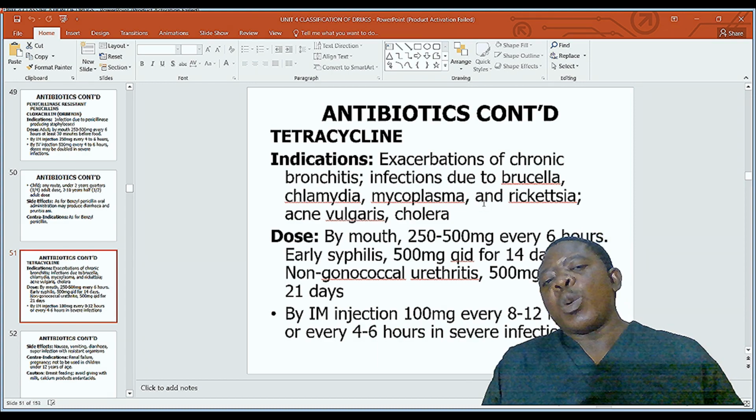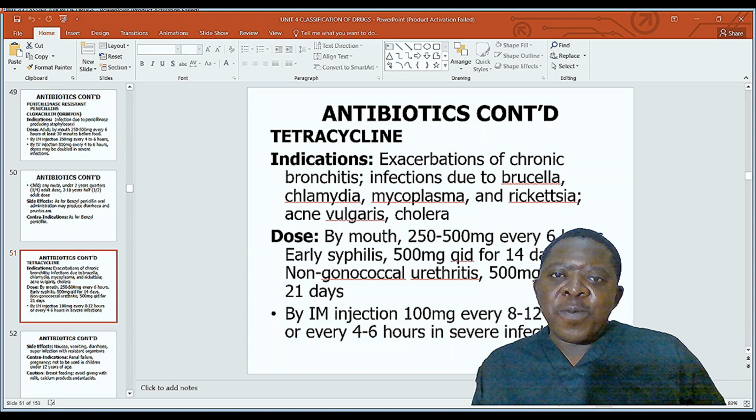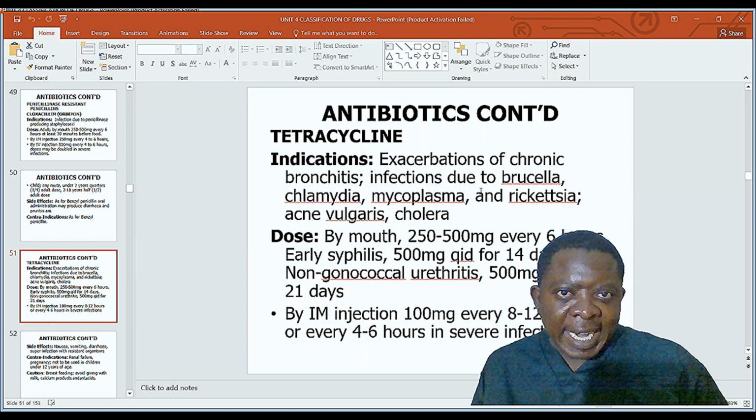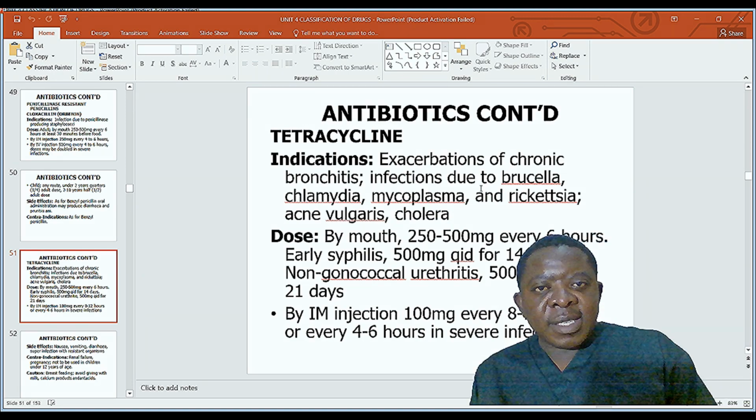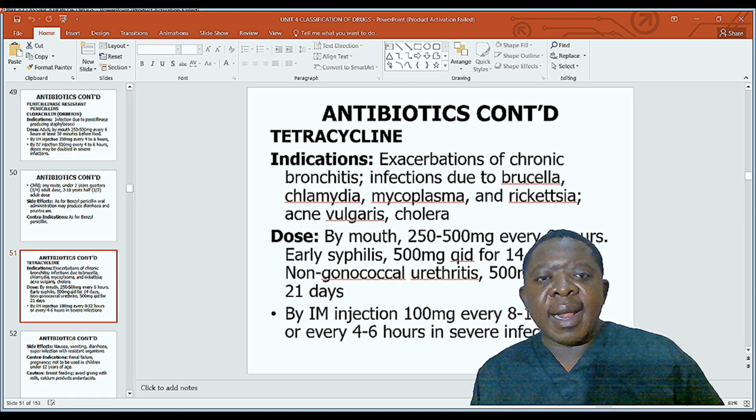Okay, so now let us look at another group of antibiotics. We have looked at the penicillins. Another group of antibiotics is tetracyclines. Under tetracyclines, we have tetracycline as an example. We also have doxycycline as an example.